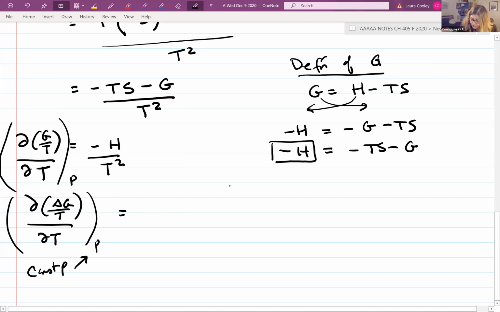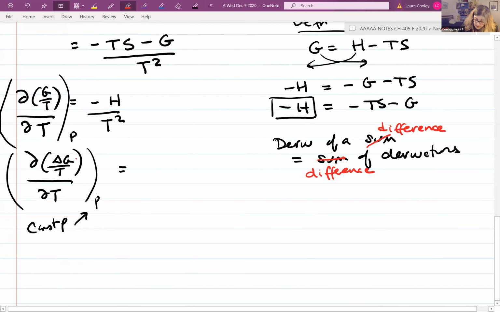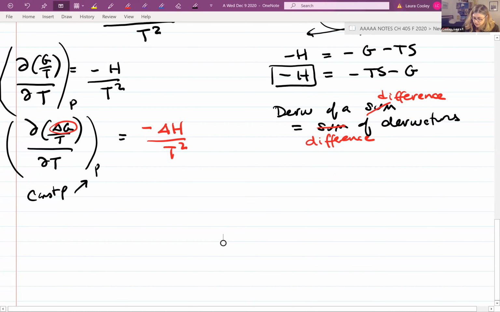Well, don't forget that the derivative of a sum is the sum of derivatives. So the derivative of a difference, well, that's just really a sum with a negative sign, right? The derivative of a difference is the difference of derivatives. So that's just going to end up being minus delta H over T squared. I don't want to make a big deal out of this. I have some additional steps written down, but I don't think they're very instructive.